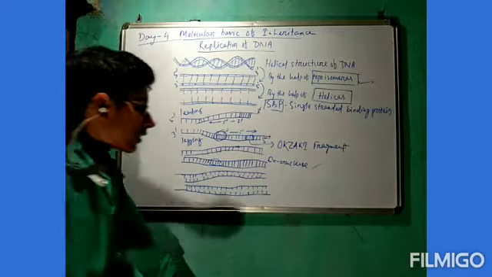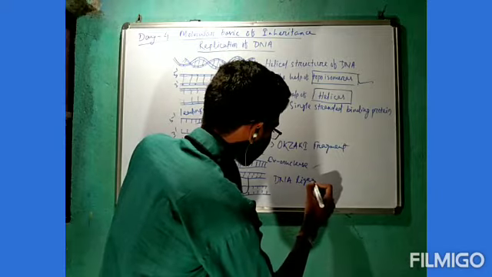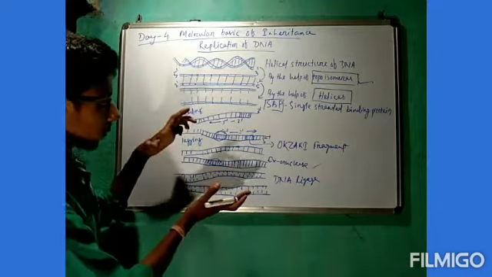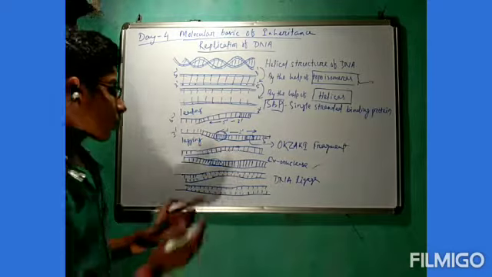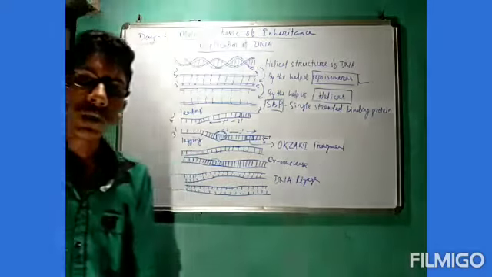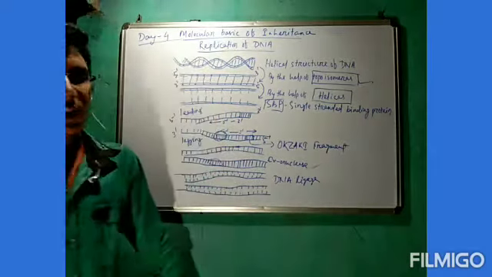After that, the DNA ligase enzyme is used to join and strengthen the two strands. After that, two complete DNA sequences are formed from only one DNA sequence.